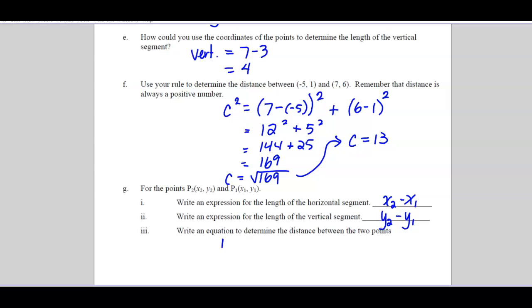So now I'm going to call it D for distance, or write the word. It's going to be the root of the Pythagorean theorem: x2 minus x1 squared plus y2 minus y1 squared. Okay. That's the formula. Do you have to memorize it? Not really. We'll give it to you. But it's certainly a really good idea if you can.